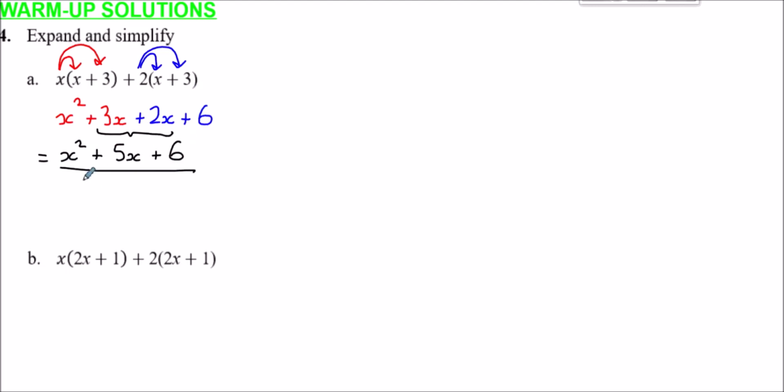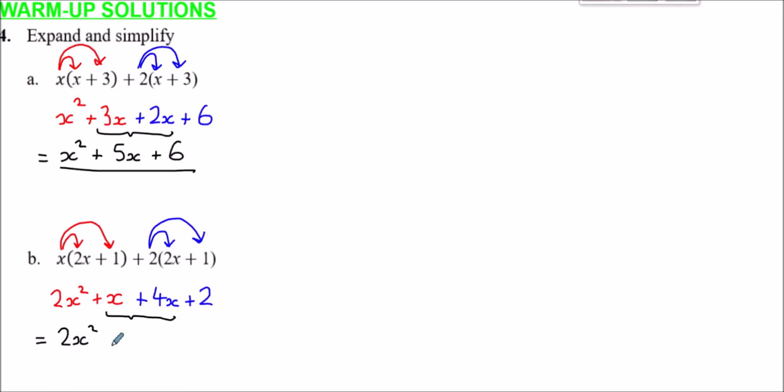For part B, we have a similar idea. So x multiplied by 2x and x multiplied by 1. X multiplied by 2x gives us 2x squared, whereas x multiplied by 1 just gives us x. In exactly the same way, we do the same here. 2 multiplied by 2x gives us positive 4x, and then 2 multiplied by 1 gives us positive 2. This can be simplified again, so we have 2x squared, x plus 4x's gives us positive 5x, and then finally plus 2 at the end.